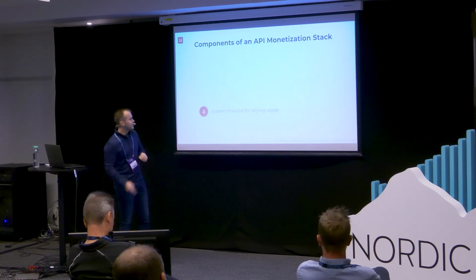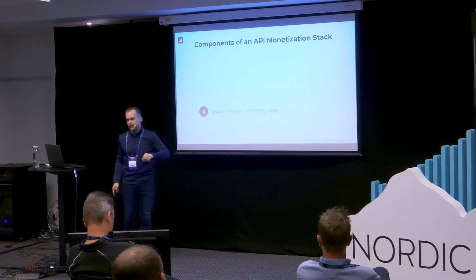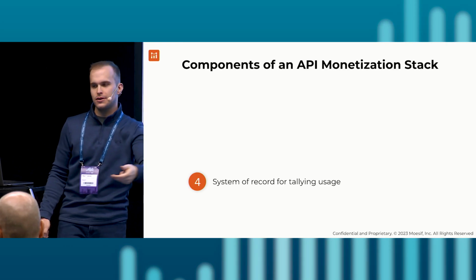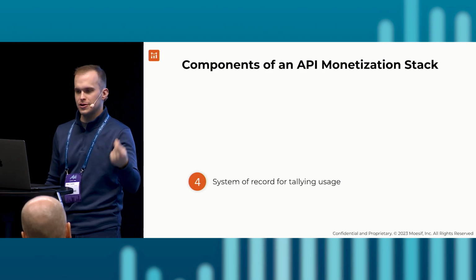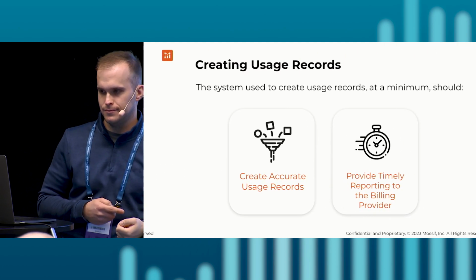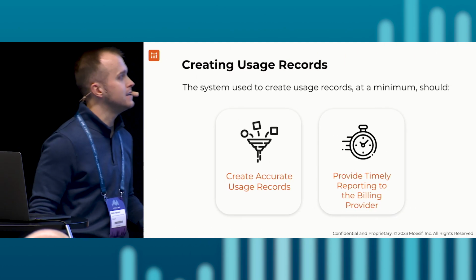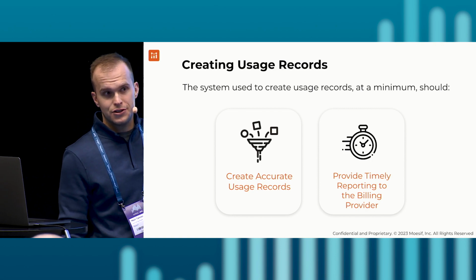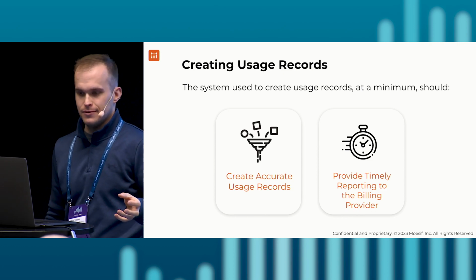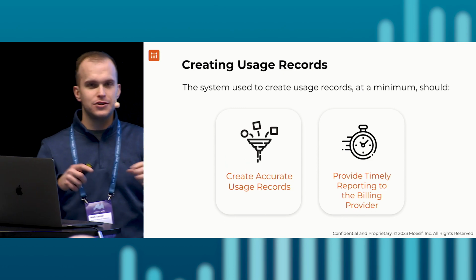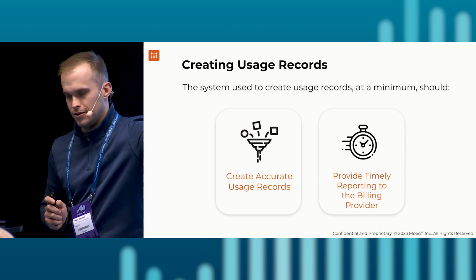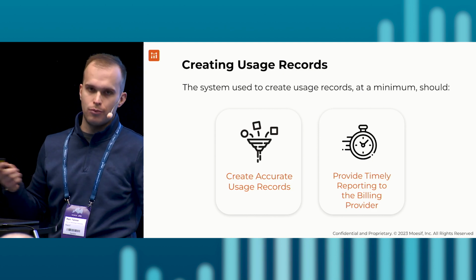Second last thing that I want to cover here is the system of record for tallying usage. So as you give people access and you manage their access, you also need to start recording how much they're using. That's where you're going to have that system of record for tallying usage. And what you're going to get from that is two things that it should do at a minimum. It should create accurate usage records. If they're not accurate, it's actually detrimental to both sides. If the usage record isn't accurate, you're either likely overcharging your users or you're underreporting your revenue.